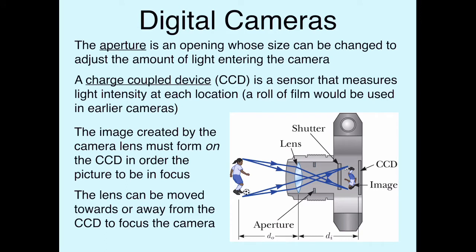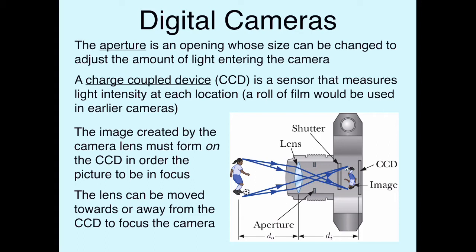Okay, of course we have a lens to focus the light that's coming in. And then behind that lens, we have something called a charge-coupled device, or a CCD. This is basically a sensor that measures light intensity at each location. The CCD is made of many little pixels, and at each pixel, it can measure the intensity of the light that's hitting that pixel. Now, in earlier cameras, before we had digital cameras, we would use a roll of film in place of the CCD, but it would basically do the same thing. It would measure how intense the light is at each location.